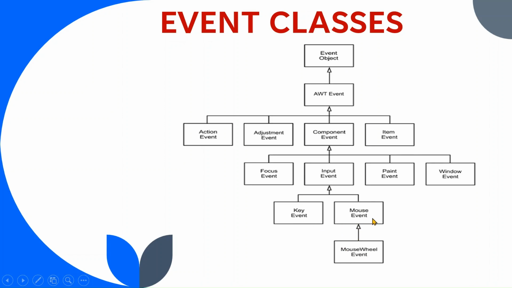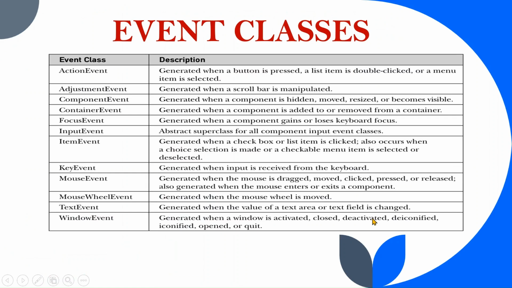We'll see when these events arise. If I take ActionEvent, it is generated when a button is pressed, or a list item is double clicked, or a menu item is selected. These are all the possible cases. When I click a particular button like OK, cancel, login, submit, reset, which are the buttons you generally see, then the action event is generated.